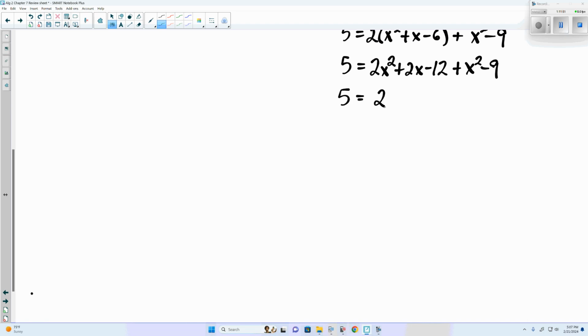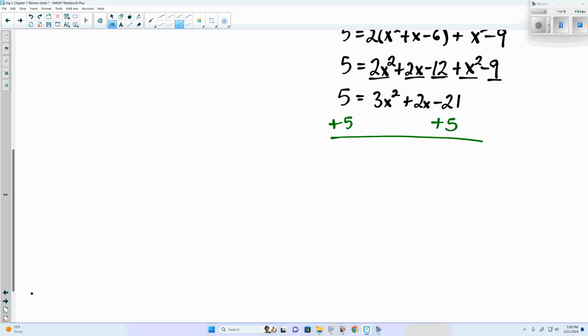Now, before we move the 5, we do need to finish combining like terms. 2x squared and x squared give us 3x squared. Plus 2x, because there is no middle term other than the 2x. Negative 12 minus 9 is negative 21. Now, since we have the x squared term, we do need to get this equal to 0. So we can add 5 to both sides, telling us 0 is equal to 3x squared plus 2x minus 16.